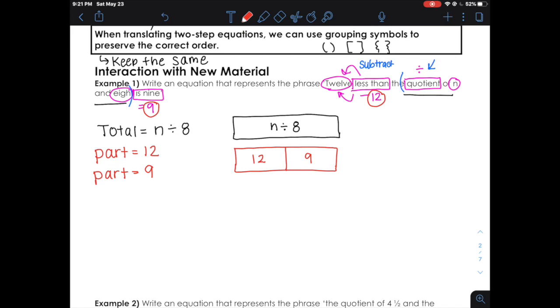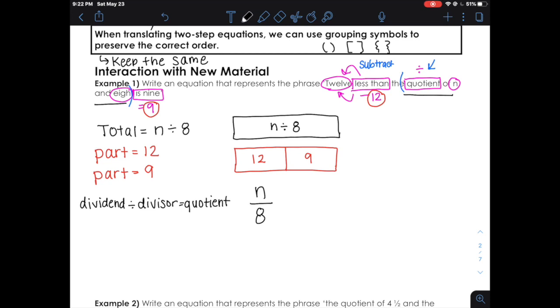So remember we said we want n divided by 8 to happen first. Okay, so that's going to be in the first position. And remember, our total, when we divide, is going to be our dividend, and our dividend is always in the first position. So we're going to do n divided by 8, but I'm going to represent that as a fraction just because that's the way you're going to see it more frequently.